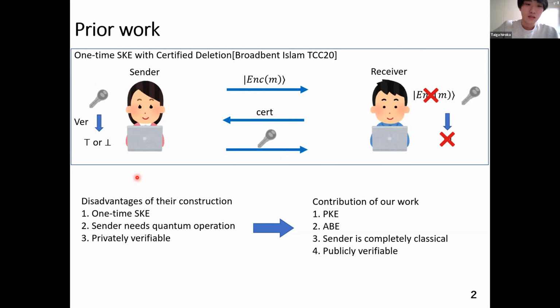Their construction has the following disadvantages. First, their construction is limited to the setting of one-time secret key encryption. Second, in their construction, the sender needs quantum operation. Third, in their construction, deletion is privately verifiable, which means that the sender needs a verification key kept secret. In our work, we have improved these disadvantages as follows. In this talk, I talk about quantum encryption with certified deletion, where the sender is completely classical.